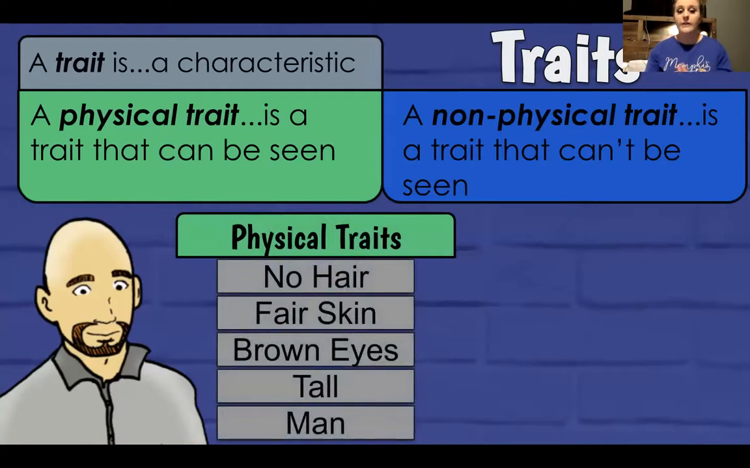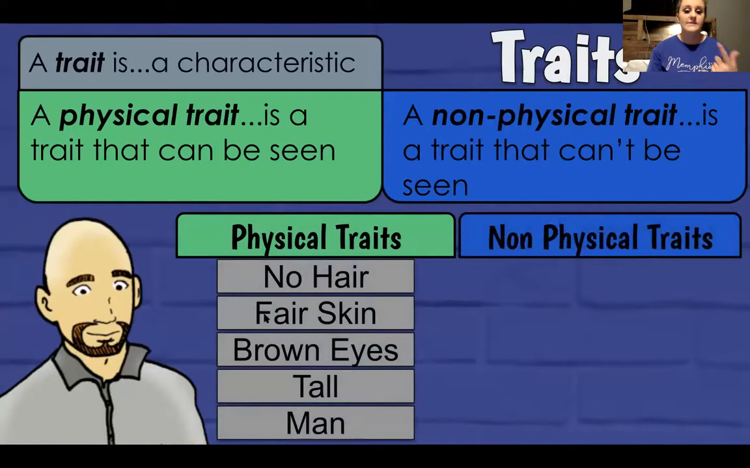The little man on the slide has no hair, he has fair skin, he has brown eyes, he's tall, and he's a man. We can tell all of this information by looking at him. So that is a physical trait. What we can look and see with our eyes is a physical trait.